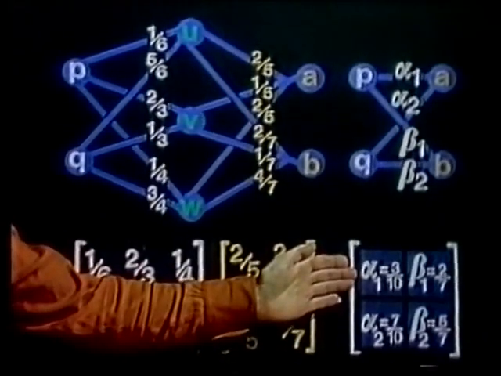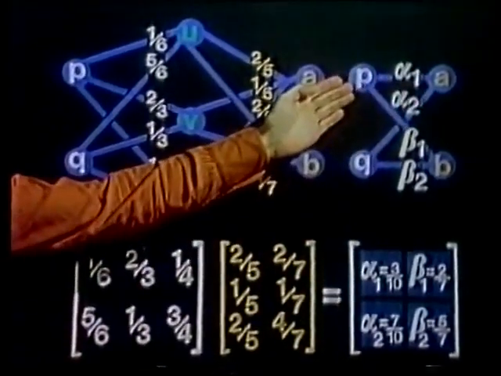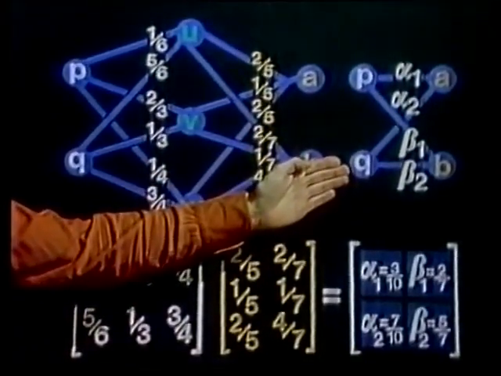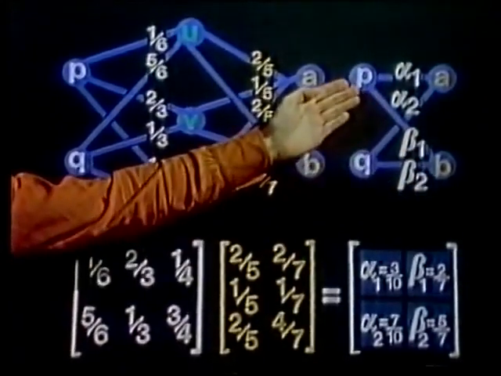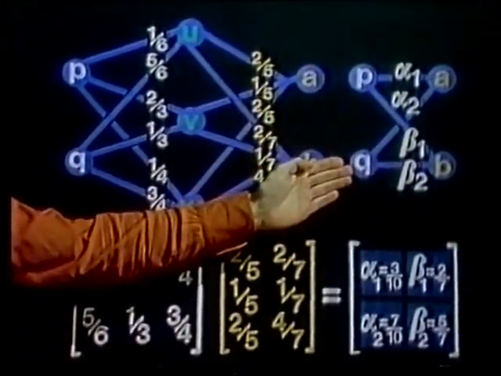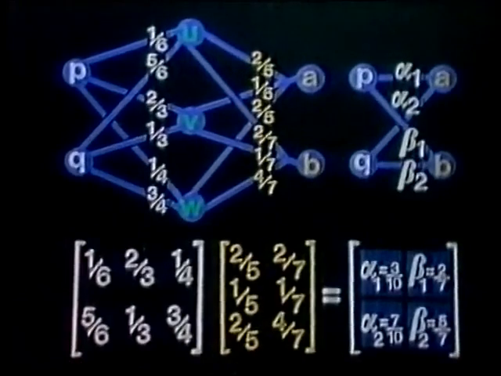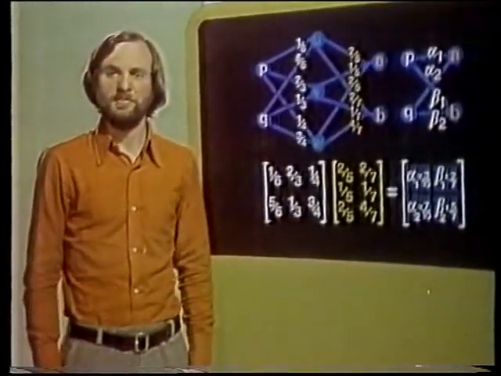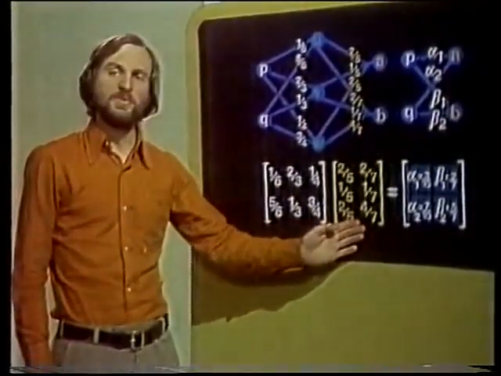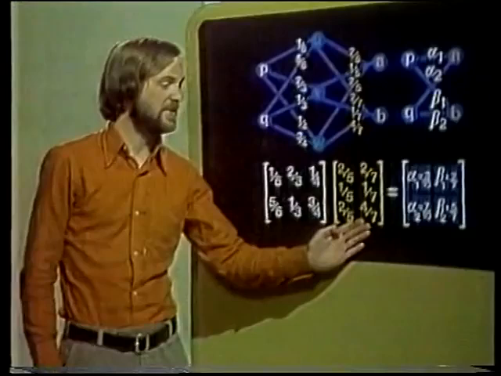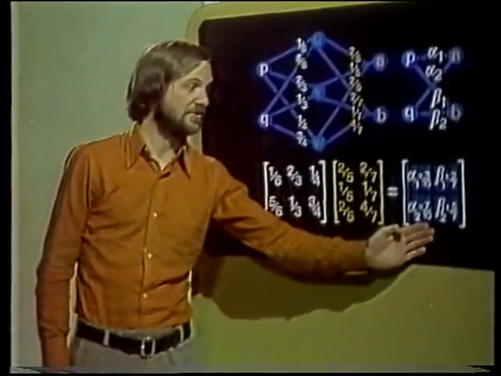Alpha 1 is 3/10. 3/10 of A flows to P, and the remainder, 7/10, goes down to Q. Beta 1 is 2/7. So 2/7 of B flows to P and the remainder to Q. And these numbers depend on the fact that we're using these proportions. If you'd started with other proportions, of course, you'd get other answers, but it's still row acting on column. And that's how we define the combination of these matrices. But we usually use the language of multiplication. We speak of this matrix times this matrix being equal to the product matrix.